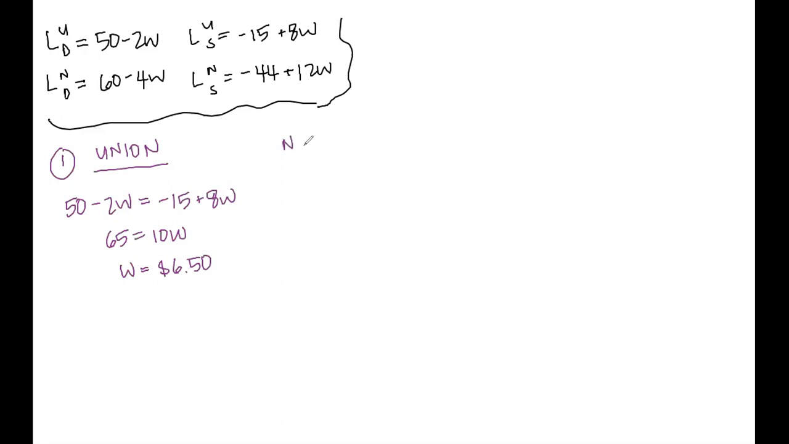And then non-union, this will be 60 minus 4W equals negative 44 plus 12W. So 104 on the left equals 16W on the right, and we can see that the wage is also $6.50.